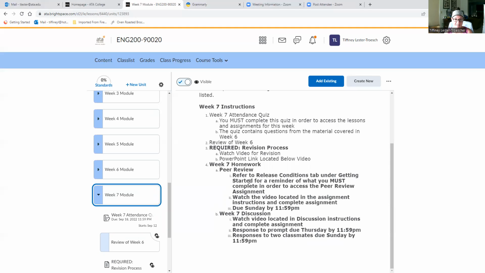Because if you haven't, then you cannot access the peer review assignment, which makes sense, because if you don't have a draft, it's not really fair for you to get to receive someone else's draft and complete the peer review assignment. Everybody needs to have their rough draft submitted and sent to their assigned classmate so that everyone can do this peer review assignment.